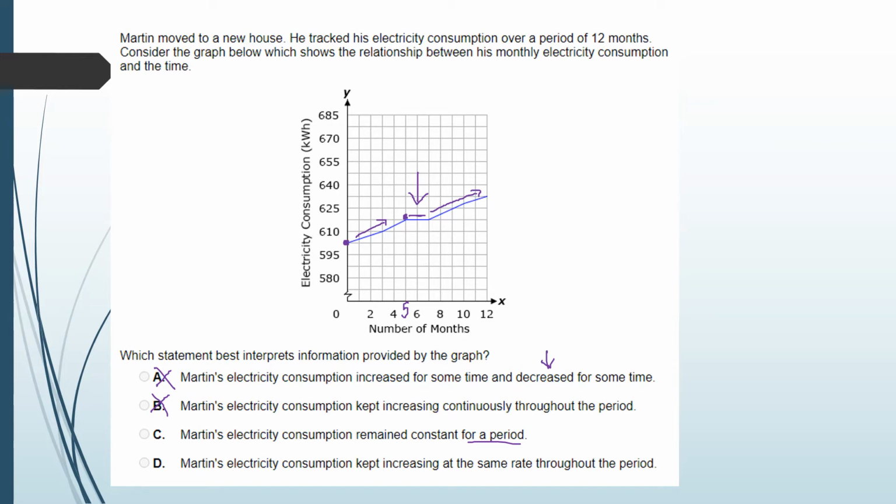Martin's electricity consumption kept increasing at the same rate throughout the period. Well, that's not true because our rate of change did not stay the same as it did when it was increasing. So D cannot be it. So I would say C is your answer.